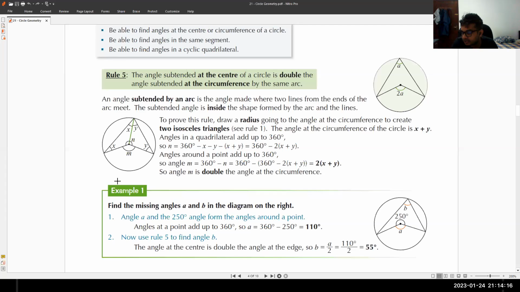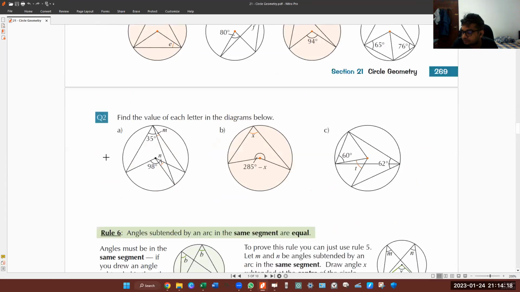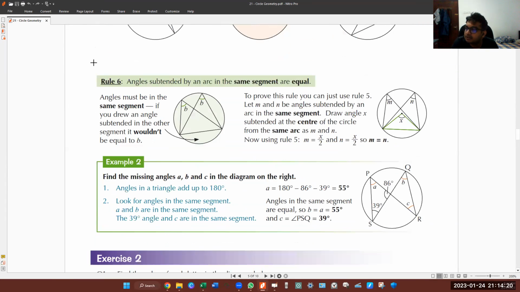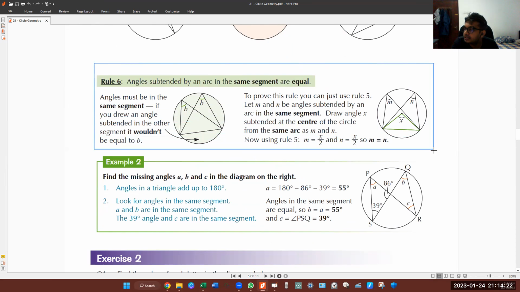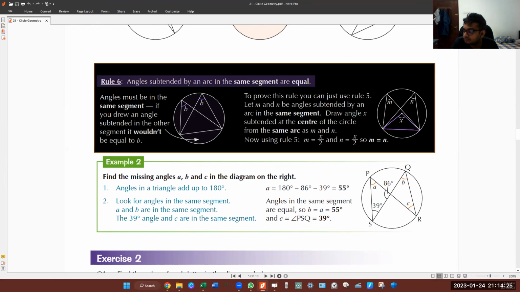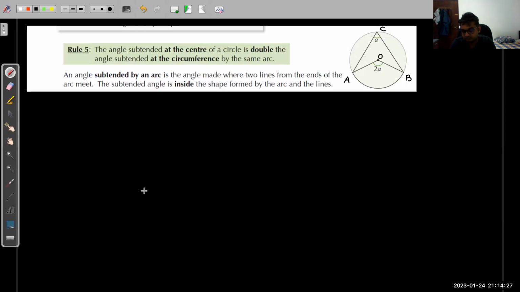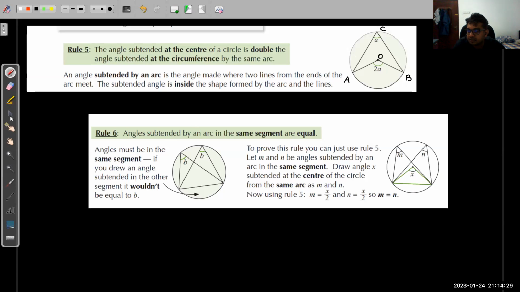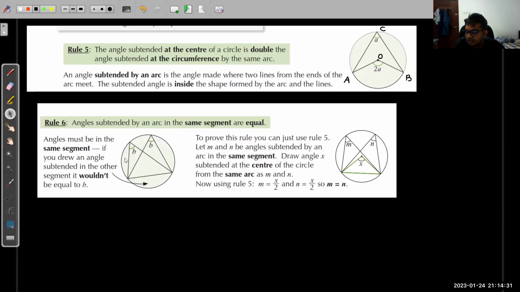Theorem 5 and theorem 6. Angles subtended by an arc in the same segment are equal. Angles subtended by an arc, see, A, B, the same two points, both are equal, right?